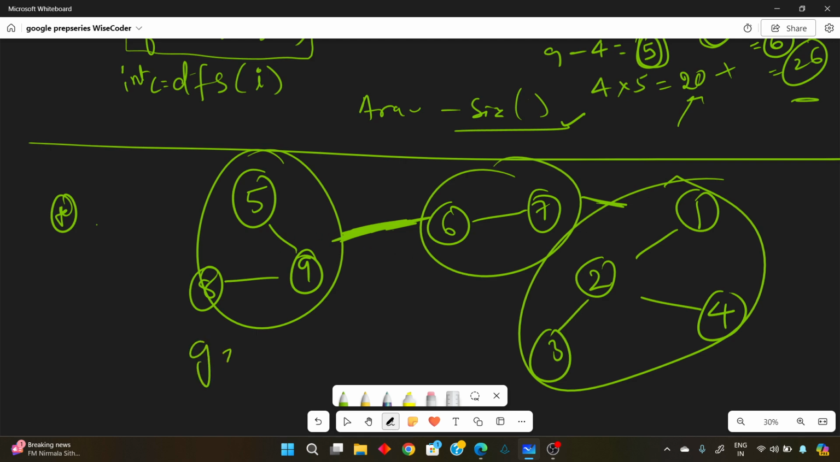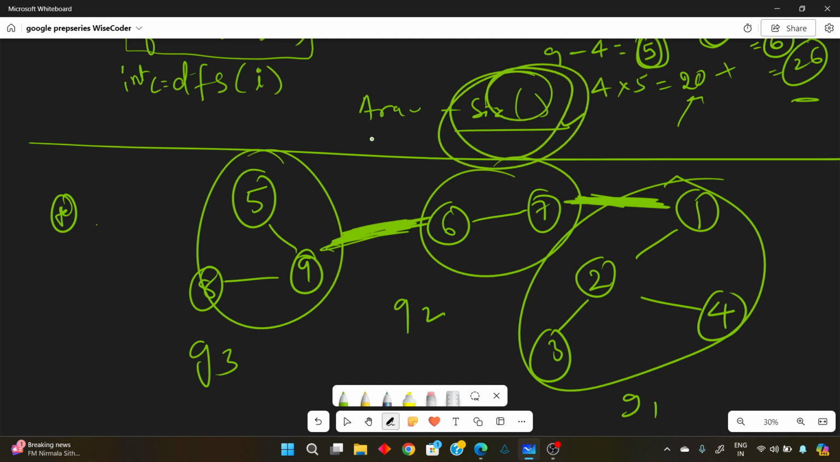Suppose this is group three, this is group two, group one. We can have one connection between group two and group one, like suppose one and seven know each other, and one connection can be between any person from group three and any person from group two. So the point here is it is very simple. The second part is very simple.